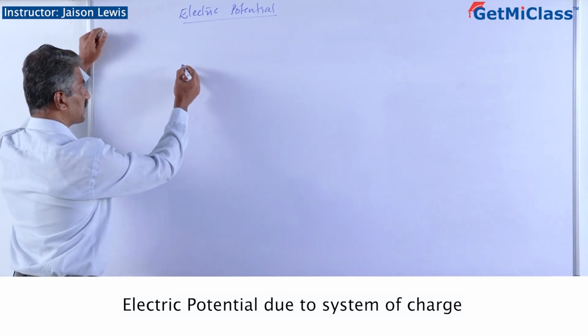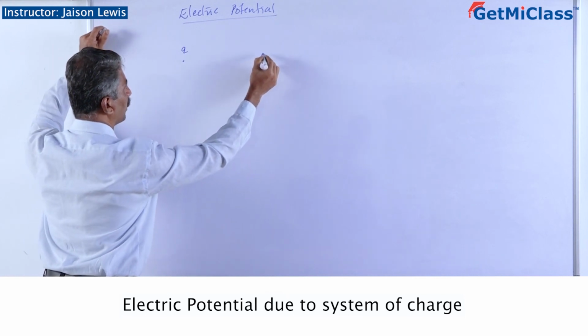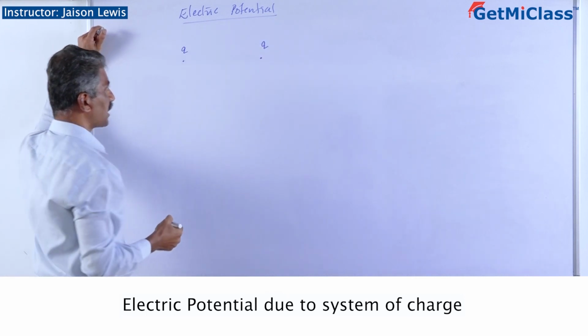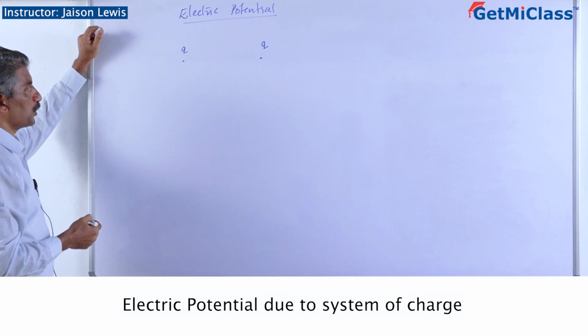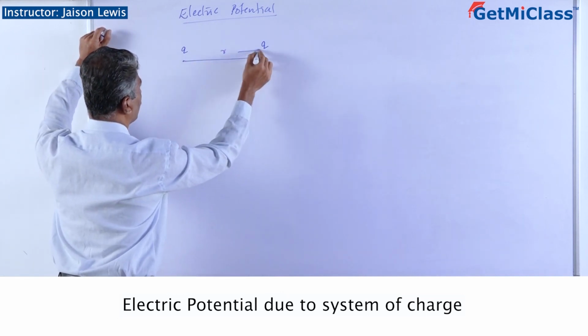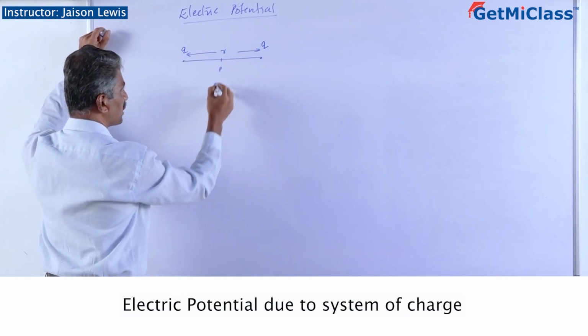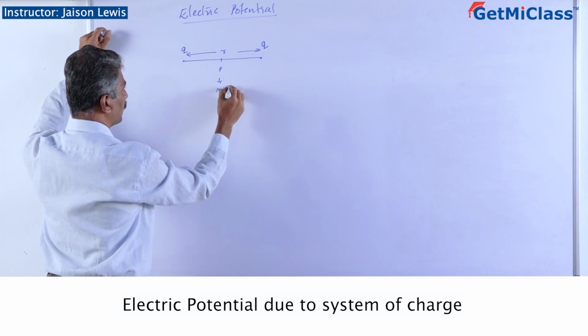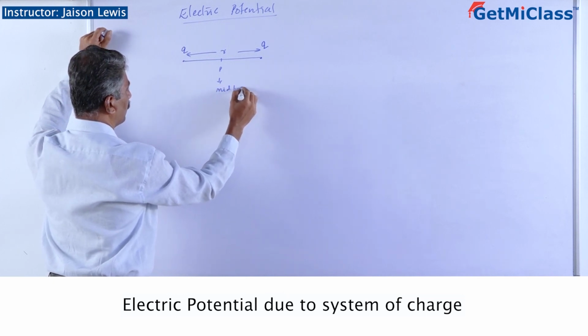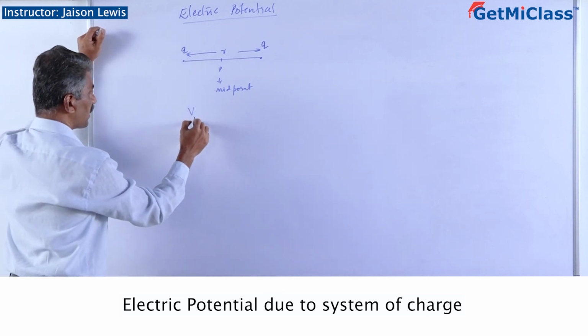We'll consider two charges which are equal in magnitude and both are like charges, that is Q and Q, separated by a distance R. R is the separation between them. I'll consider point P, which is the midpoint between the two charges. What is the potential at point P?